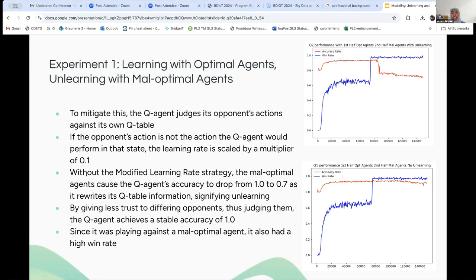And for the effects of this, we can see that without the modified learning rate strategy, the maloptimal agents cause the Q agent's accuracy to drop from 1 to 0.7 as it rewrites the Q table, signifying unlearning, which we can see in the first graph. By giving less trust to differing opponents, thus judging them, the Q agent achieves a stable accuracy of 1, as we can see in the second graph. Since it's playing a maloptimal agent, it has a high win rate in the second case, but it does not have a high win rate in the first case.